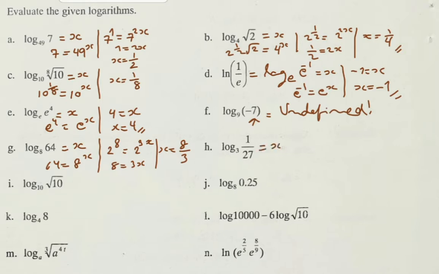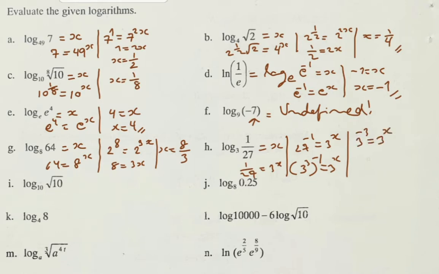H. Let it be x. Exponential form: 1/27 is equal to 3 to the power x. x is above. Make the same base. 1/27 is 27 to the power -1. 27 is 3 to the power 3, so 27 to the power -1 is 3 to the power -3. So 3 to the power -3 is 3 to the power x. Therefore x is -3.